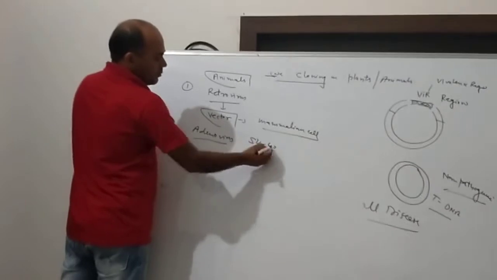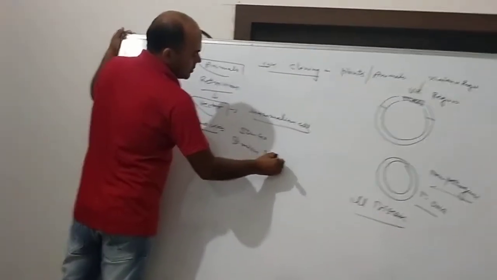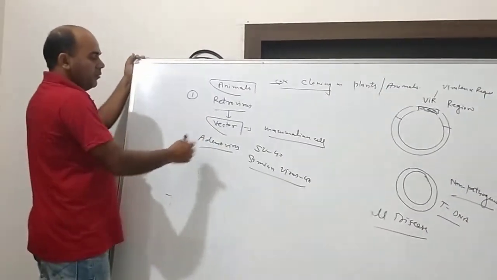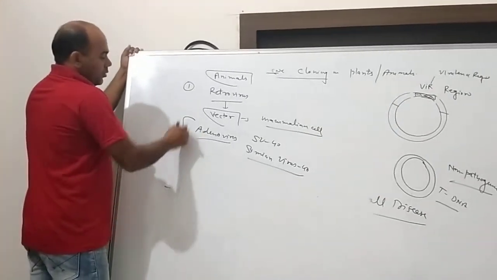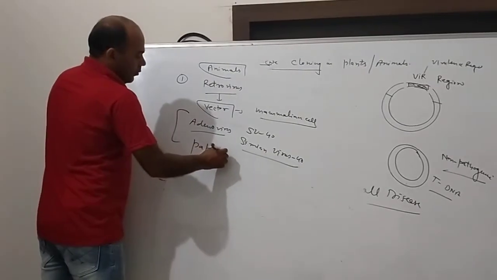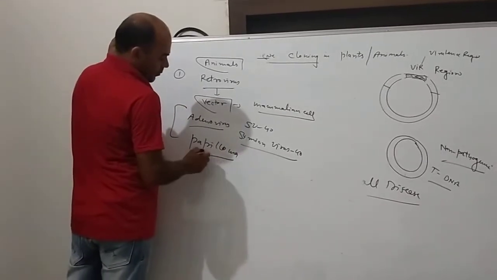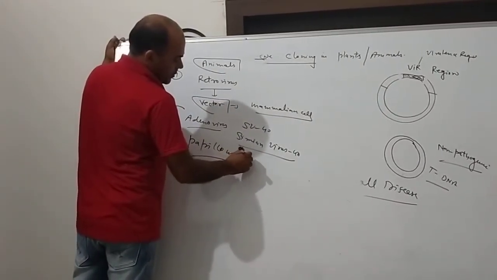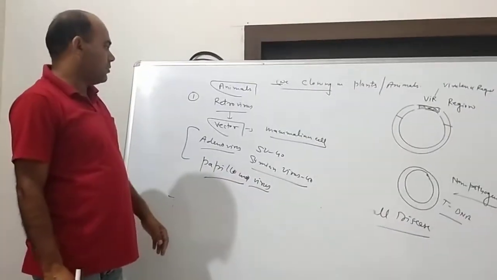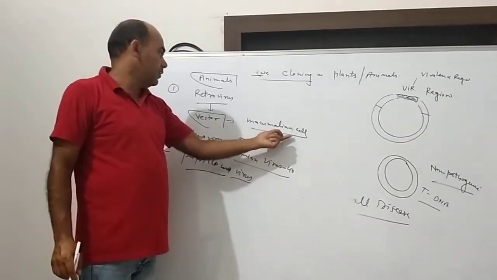SV40, Simian virus 40. These are also used in mammal and animal cells. One more example is called papillomavirus. There are so many examples of viruses which are used as a vector in animals, here in mammalian cells.